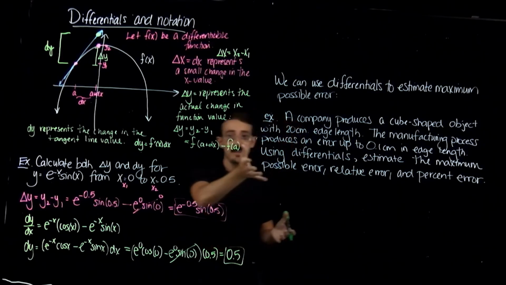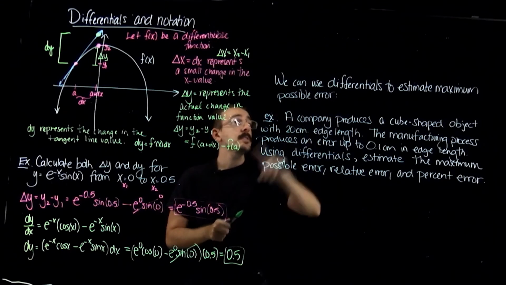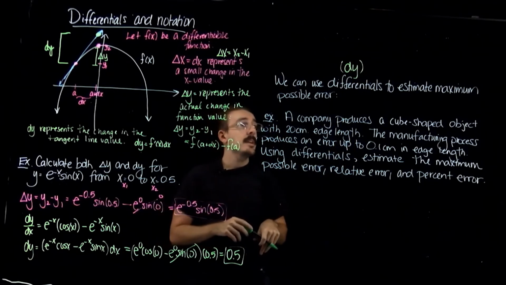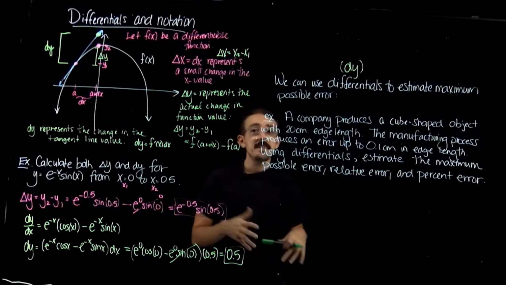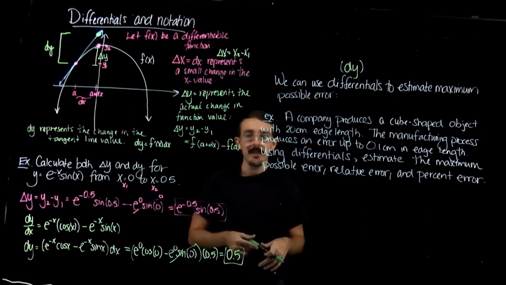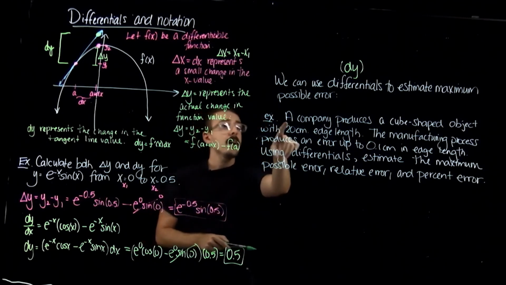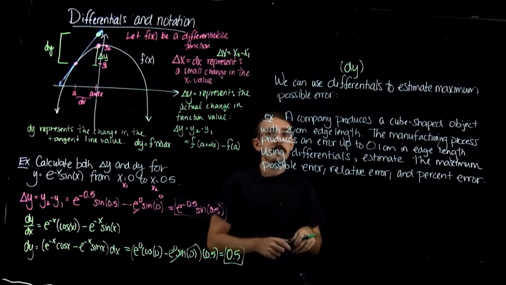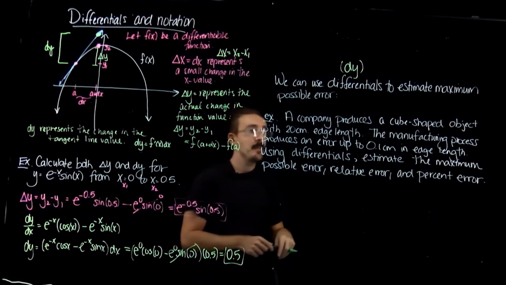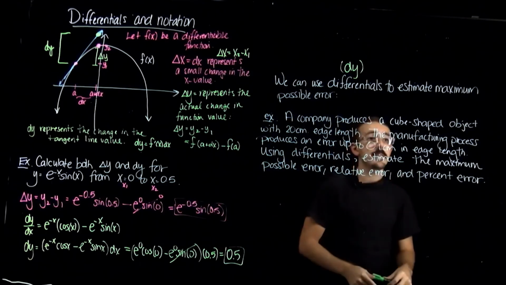My last example is over here. It's a word block. This says we can use differentials, so dy, to estimate maximum possible error. And it doesn't have to just be dy, it could be any variable. We know implicit differentiation by now, so we can take derivatives with respect to any variable. This example says, a company produces a cube-shaped object with 20 centimeters as its edge length. The manufacturing process produces an error up to 0.1 centimeters in edge length.